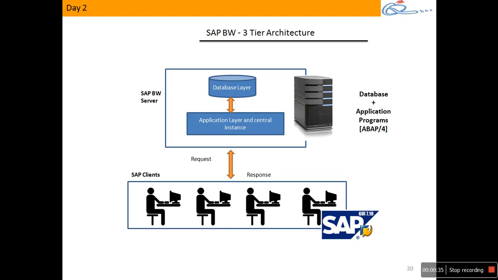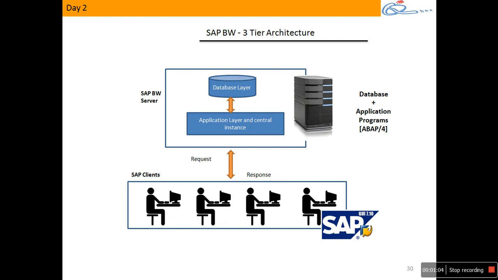BW would be a 3-tier architecture. When you look at BW as an application, it would be in 3 different layers: database layer, application layer and presentation layer. SAP BW is an application, we know that. It will have a programming language, database, OS, the concepts we've seen in the last class. Now it will be in 3 different layers: presentation layer, application layer, and then database layer.